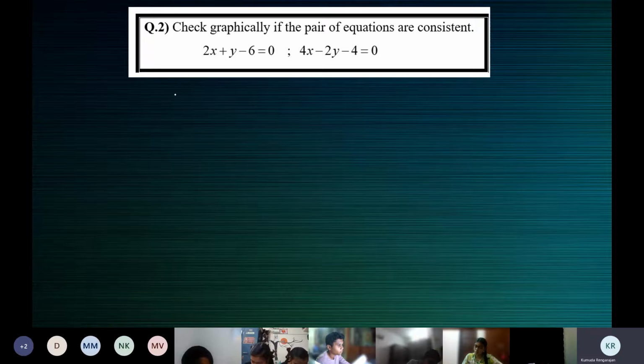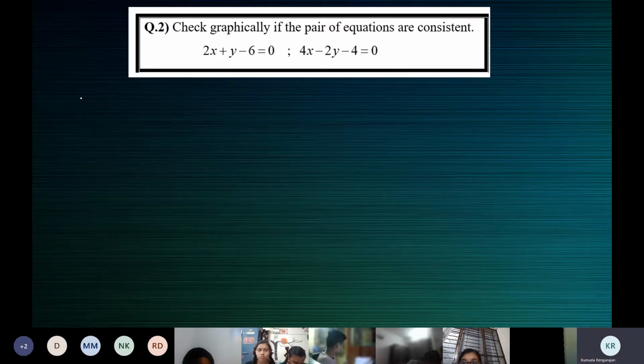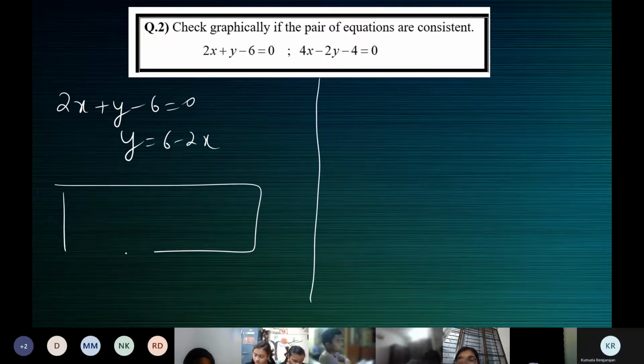All of you substitute in this one. 2x plus y minus 6 is equal to 0. So I have written y is equal to 6 minus 2x. Write it here: 2x plus y minus 6 is equal to 0, y is equal to 6 minus 2x. Make the table. Make the table.